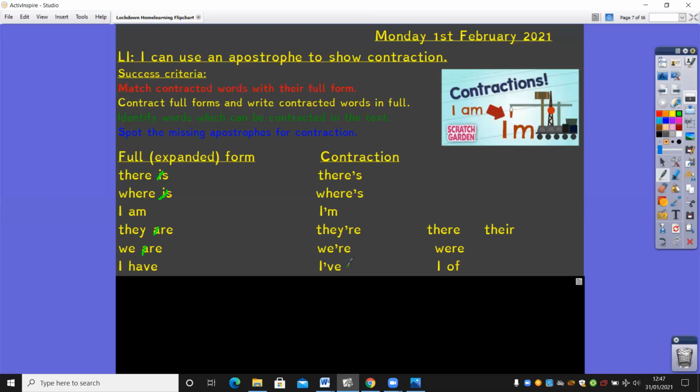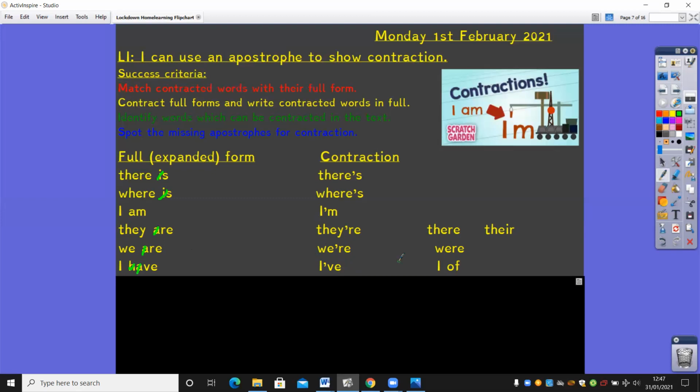Is it just one letter that has been contracted out? No, it's two letters this time. You're absolutely right. Letter H and letter A have all been squashed out, and instead we use an apostrophe, but those two letters would have been.